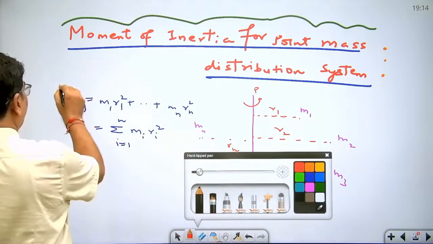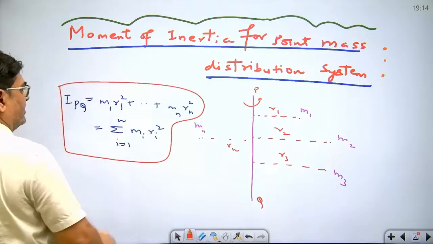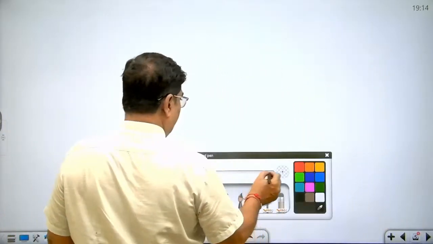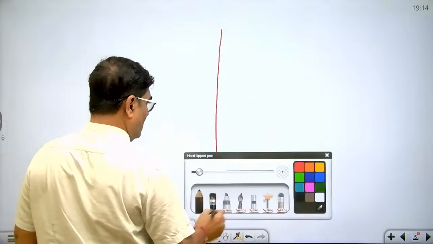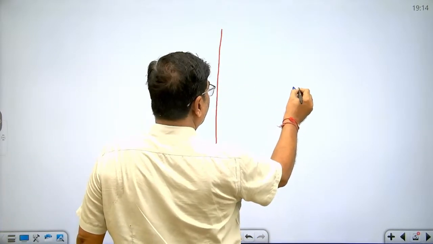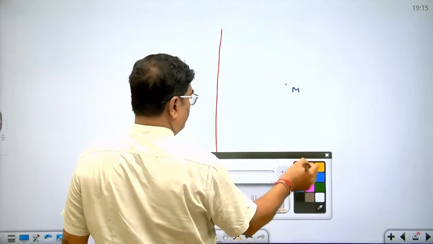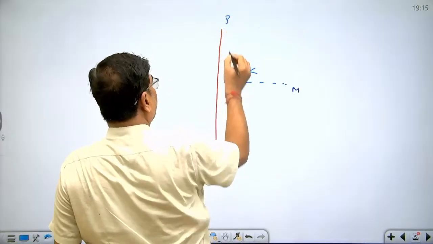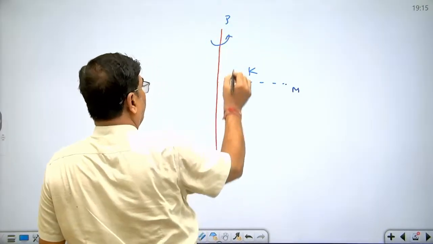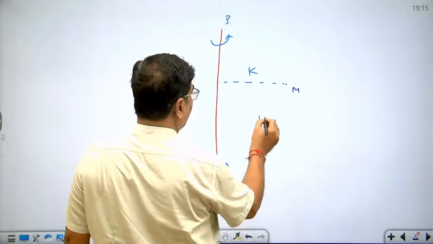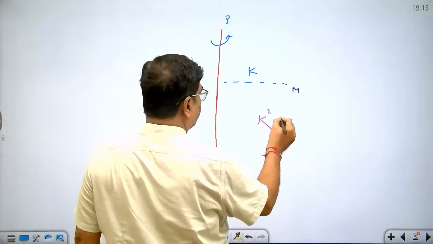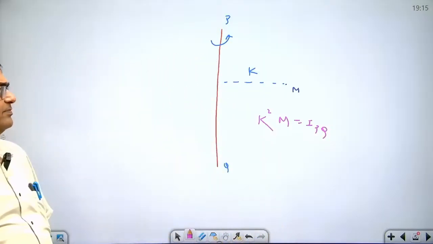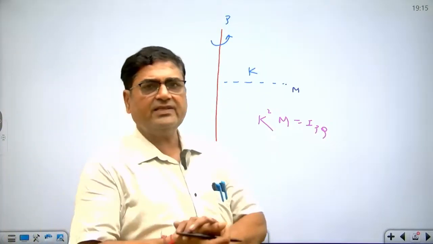Now, dear student, we will define one very important term, that is radius of gyration. What is radius of gyration? When the complete equivalent mass is kept either on the right side or left side at perpendicular distance k from the given rotation axis PQ, if we multiply k square with the total available mass and get the same moment of inertia as the given mass distribution system, then this k is known as radius of gyration.